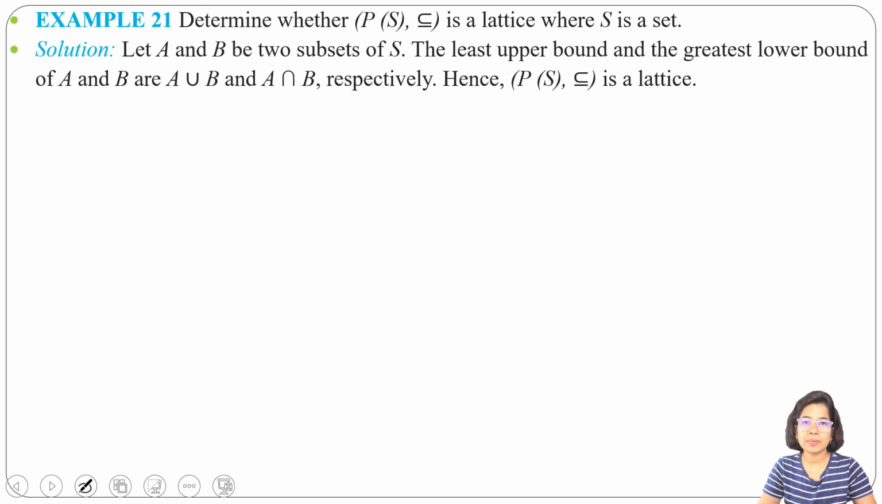So for every subset, we can find the GLB and LUB. So LUB will be A union B and GLB will be A intersection B. Hence, the subset poset is a lattice.